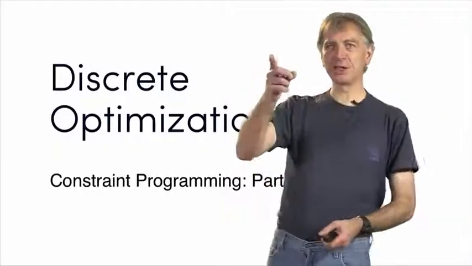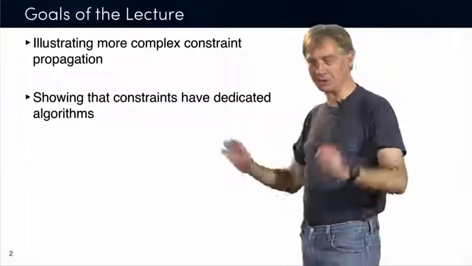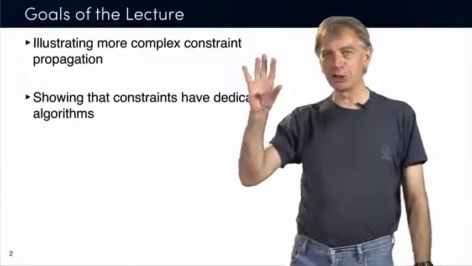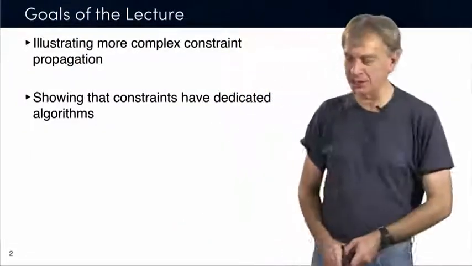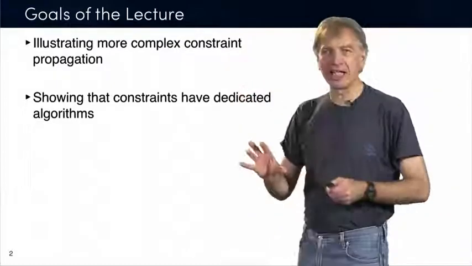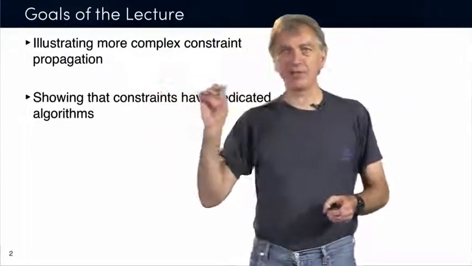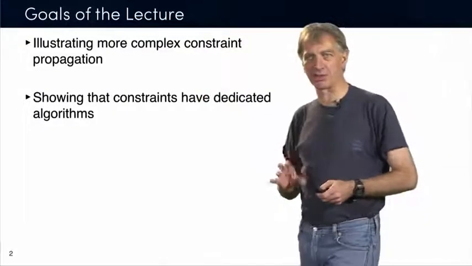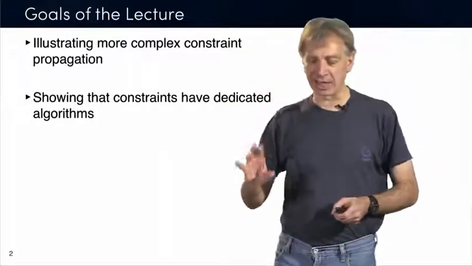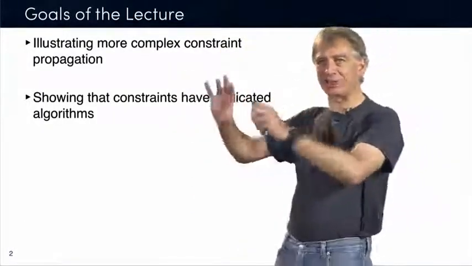Okay, this is Discrete Optimization Constraint Programming Part 2. This is the goal of the lecture. We're going to illustrate more complex constraint propagation. The underlying topic is the fact that every one of the constraints in a constraint programming system has a dedicated algorithm. That's the technical part.